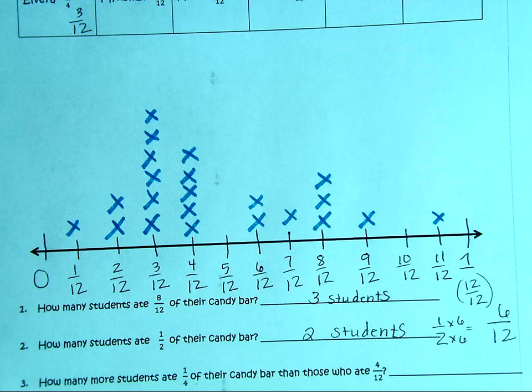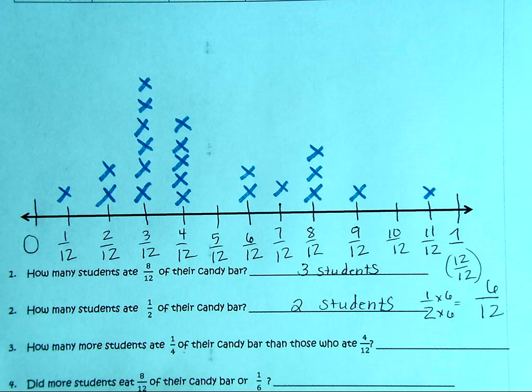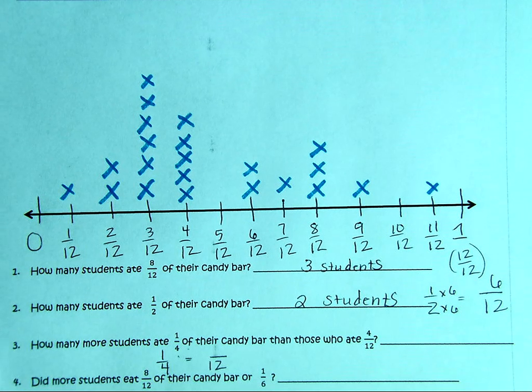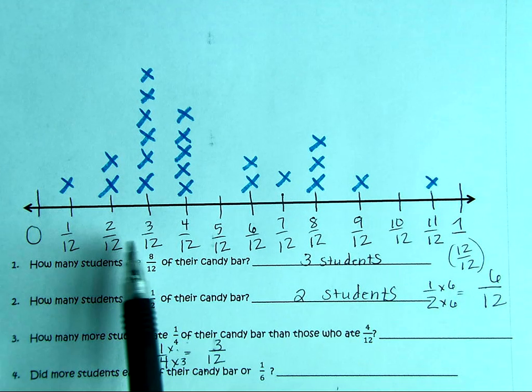Question 3 says, how many more students ate 1/4 of their candy bar than those who ate 4/12? Well, I don't see 1/4 on my line plot, so I'm going to find the equivalent fraction of 1/4. I'm looking for an equivalent fraction that has a denominator of 12. So what do I do to get from 4 to 12? I multiply by 3. So I am looking for the fraction 3/12, and I see that 1, 2, 3, 4, 5, 6 students ate 1/4 of their candy bar.